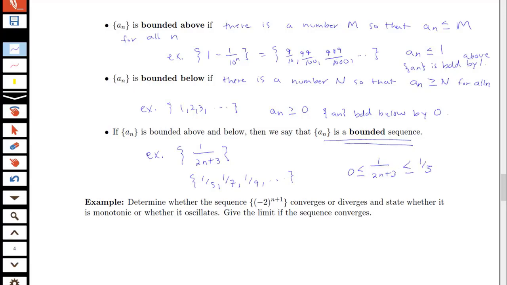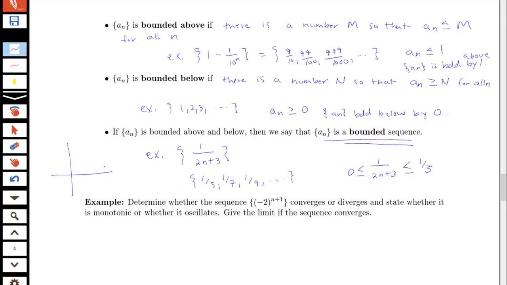So we're looking at the terms here. The terms are getting smaller as we go on. The next term is smaller than the previous term. So that first term would actually be the maximum value for that particular sequence. So that's an example of a bounded sequence.